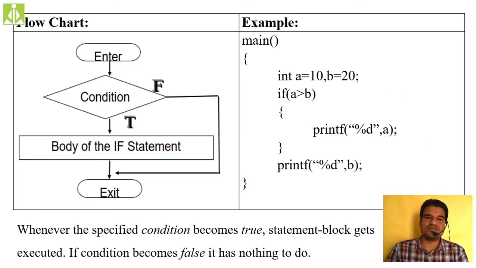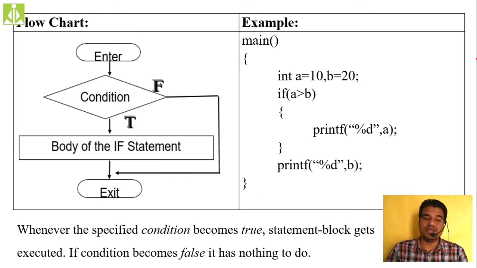As you can see in the flow chart over here, the control is entering, then it is checking the condition. Whenever the condition is true, it is going to the body of the if statement. And whenever the condition becomes false, it is simply skipping the body, not doing anything with the body, and exiting.